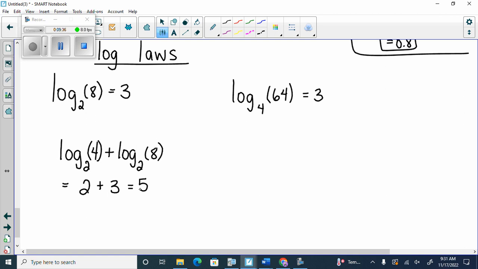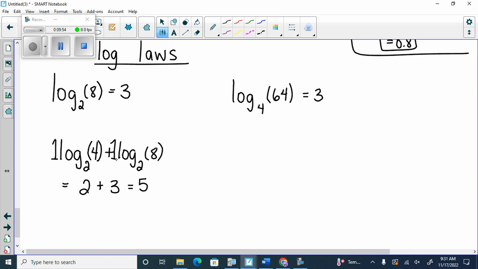So when I have 2 logs added, I can actually put them together by multiplication. When I have 2 logs subtracted, I can put them together by division. That's a rule that we've kind of discussed already. It's the product and quotient rule. Now, the key thing is they have to have 1s in front. So do you see that both of these have 1s in front?